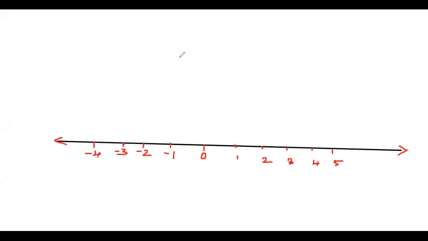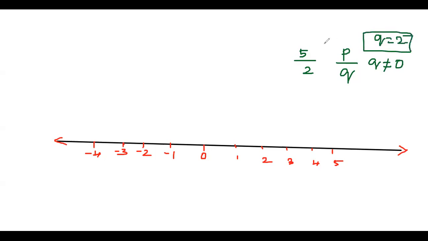For example, you take 5 by 2. This is a rational number because this fraction is in the form of P upon Q, isn't it? Where Q is not equal to 0, because here the value of Q is 2. So you can call this 5 by 2 a rational number. Are you getting what I'm trying to say? So we are going to mark this 5 by 2 over the number line.